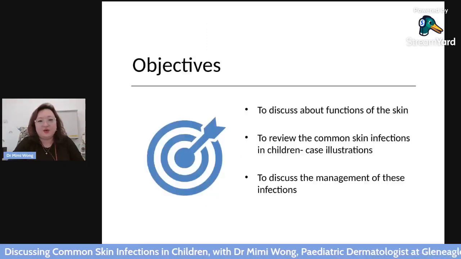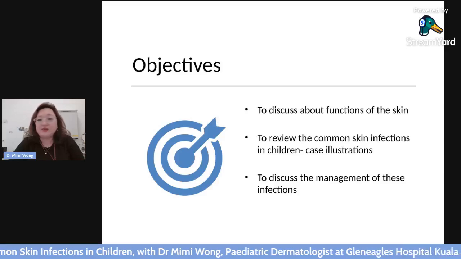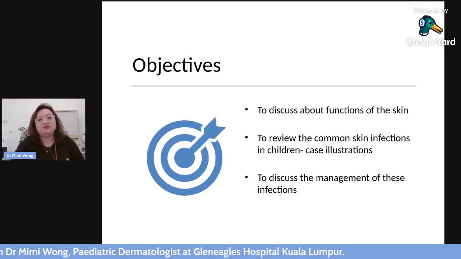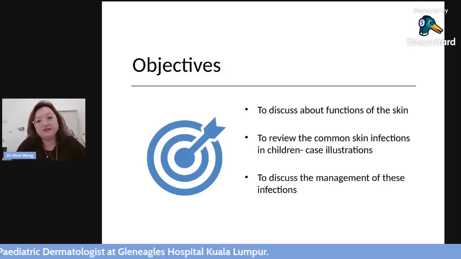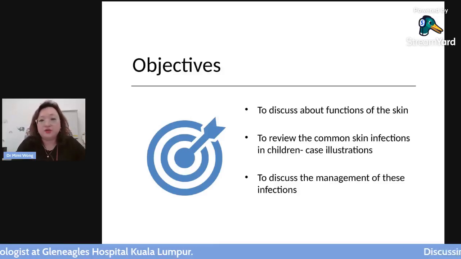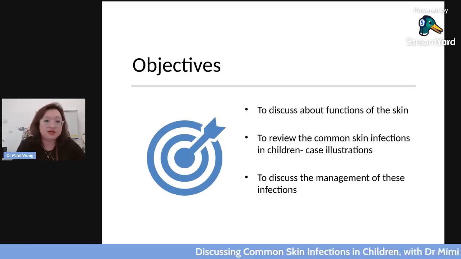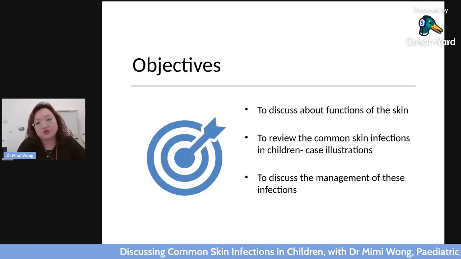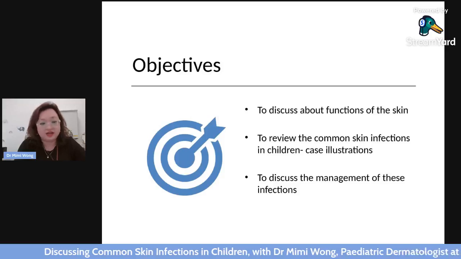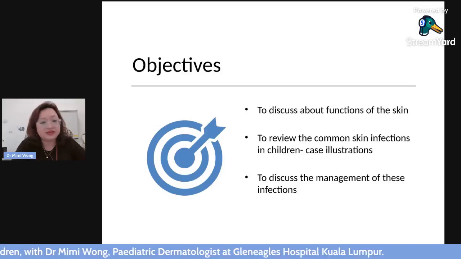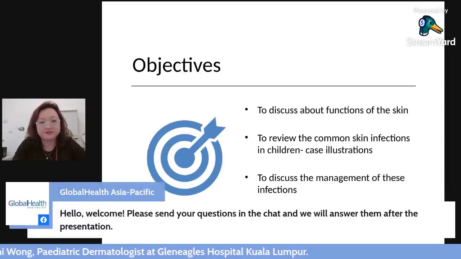Okay, so let's start with the objectives of my talk today. I would like to discuss the various functions of our skin, and also review the common skin infections among children via case illustration. I feel that the best way to learn about skin conditions is to look at the cases and learn from each case, because they are each very unique. And I would also like to discuss the management of these infections briefly.